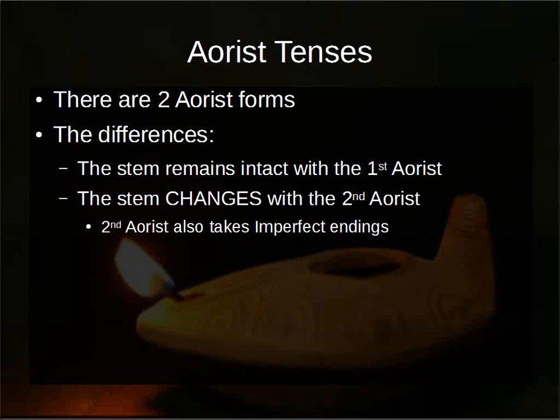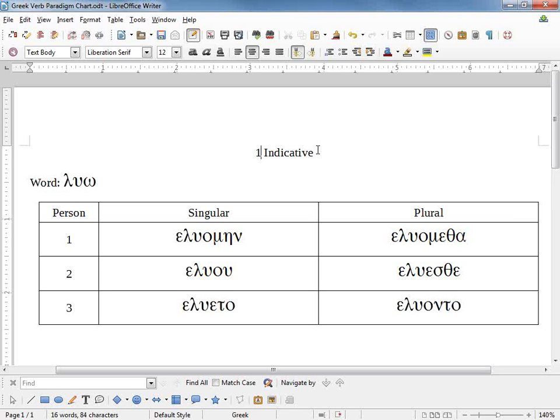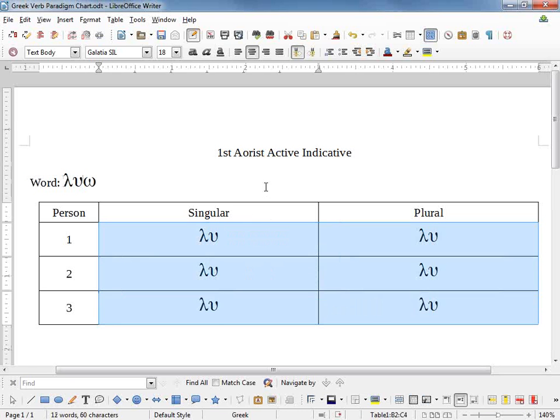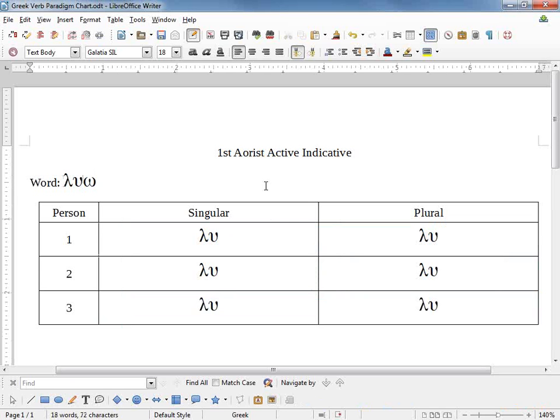All right, so what we're going to do now is the first aorist active indicative, okay? And again, we're going to use our buddy Luo here. I'm going to apply the stem. So start off with that first, okay? Go through it and add the stem to these charts.